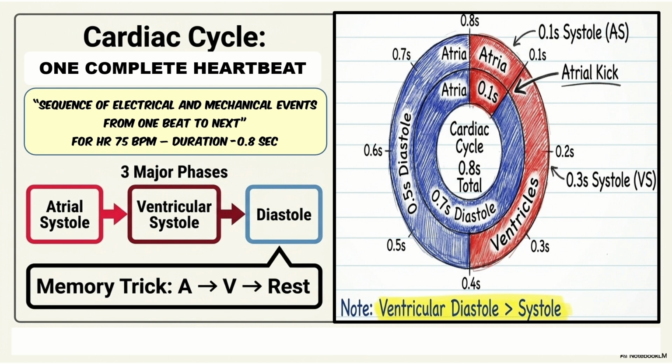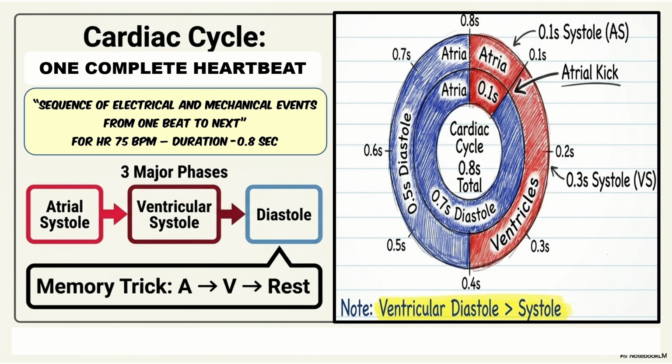It is a sequence of electrical and mechanical events from one beat to the next. For a heart rate of 75 beats per minute, this duration is about 0.8 seconds. In this cardiac cycle, 3 phases are important: atrial systole, ventricular systole and ventricular diastole. You can remember this trick: A, V and rest.